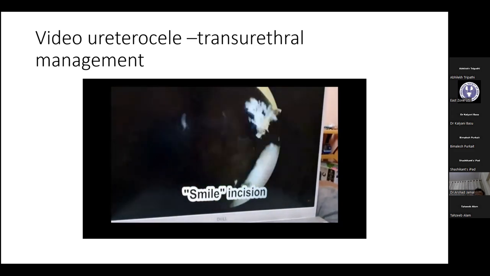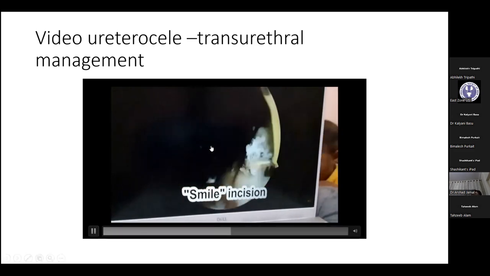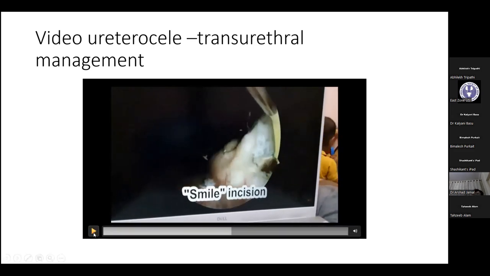Now for the transurethral approach, this is a 12-year-old child. Now consider this is a 6-month-old child. What will be your approach? It depends on the presentation of the patient. If the patient presents in an acute septic condition and is not responding to conservative management, then we may take up the patient for a transurethral incision.